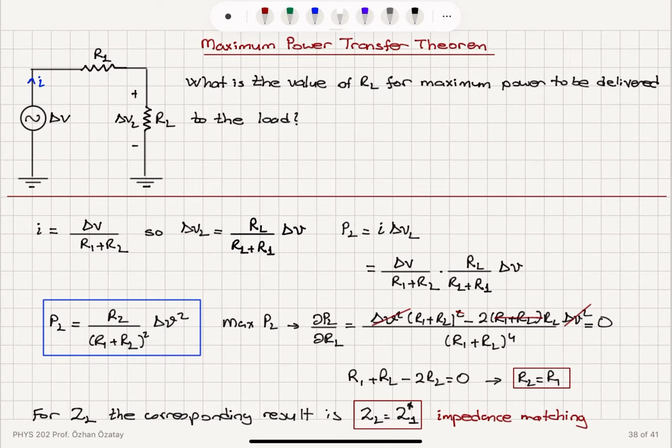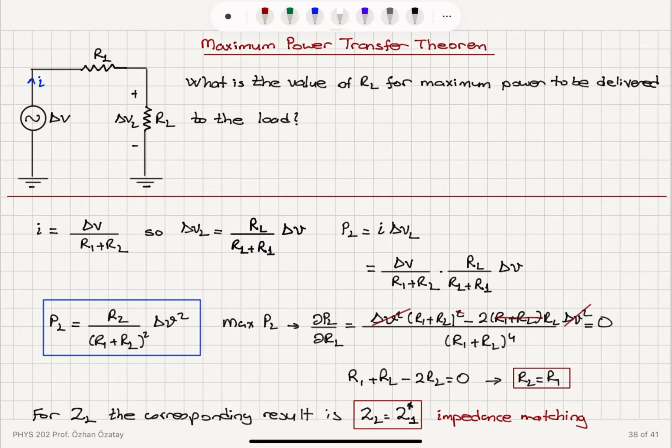The current that flows in the circuit will be delta V divided by the total resistance R1 plus R load. So the voltage appearing on the load, delta VL, will be due to the sharing of the potential of two resistors in series. It will be R load divided by R load plus R1 times delta V. So it's proportional to R load. And the power that appears on the load is the current times the voltage, because we have a purely resistive load.